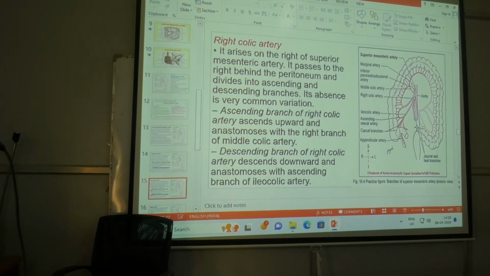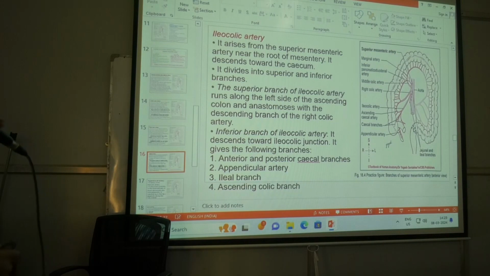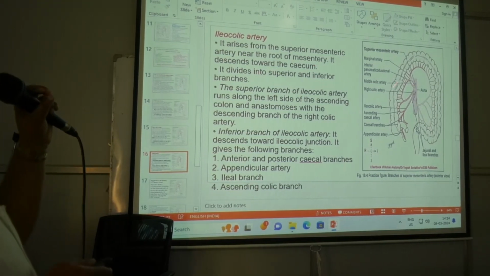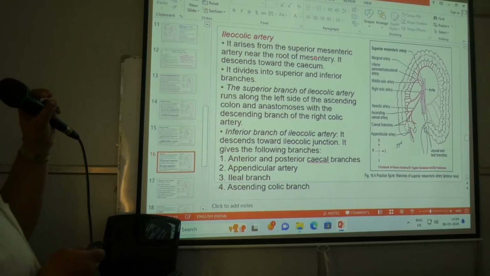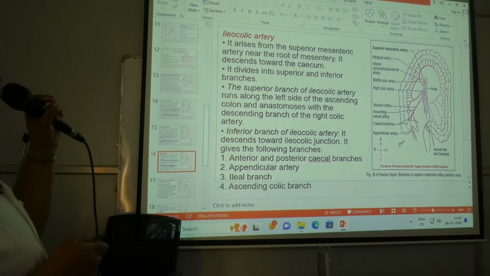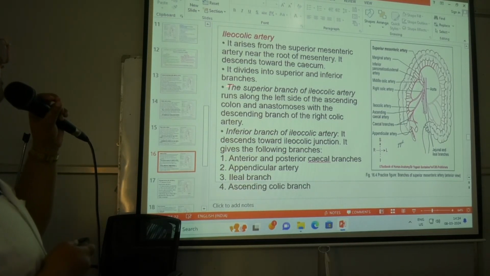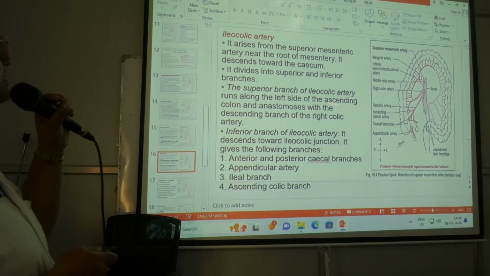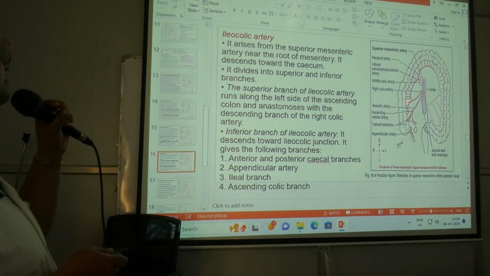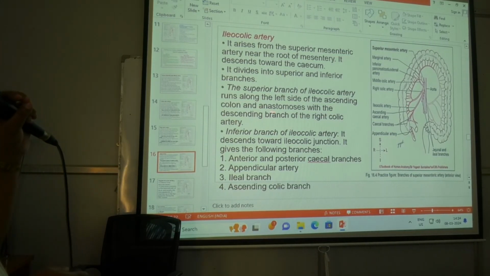Next we go to ileocolic artery. It arises from the superior mesenteric artery near the root of the mesentery. Here is the ileocolic. It descends towards the cecum and divides into superior and inferior branches. The superior branch of ileocolic runs along the left side of the ascending colon. Here is the ascending colon and this is the ascending branch. Anastomosis with the descending branch of right colic artery.